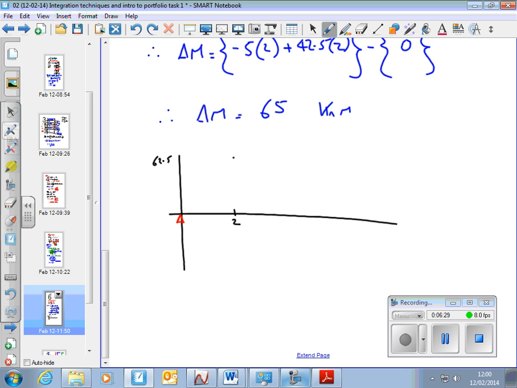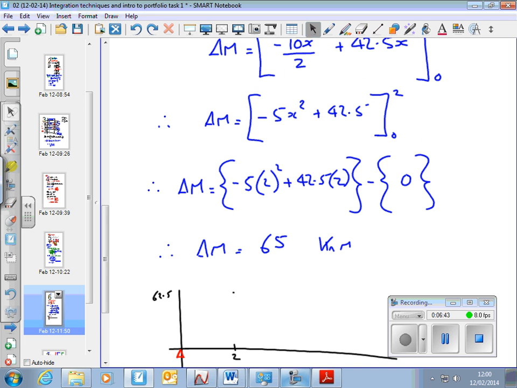And last year we would have then said, well, what's happening to that moment? The change in moment, it's some sort of curve, so we put the curve on it. What we're going to do now is to actually come up with the function. So we've got a similar problem to what we had before. The function is this, minus 5x squared plus 42.5x.